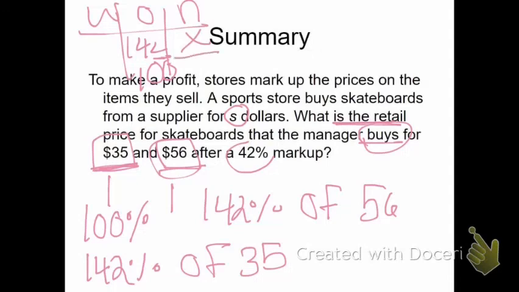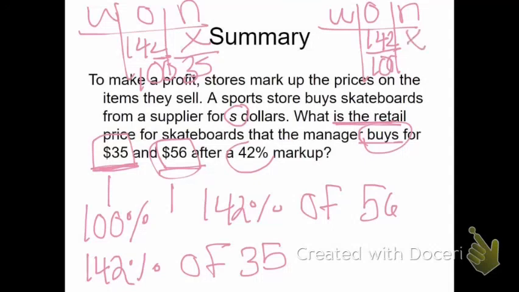x over 35 and x over 56. And so then we can go ahead and solve this first proportion, and when we solve it using our cross products, that means this product is being sold for $49.70, and this next product is being sold for $79.52.